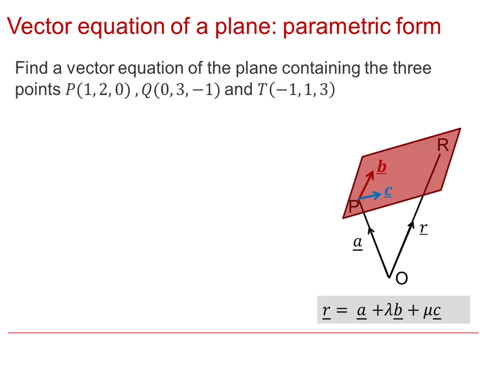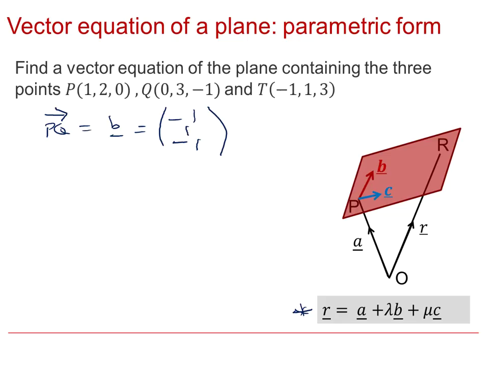In this example, we're asked to find a vector equation of a plane containing the 3 points P, Q and T as given. We know we want to use this form of the equation. We're going to use P as our jump-on point, or A, and then we want these direction vectors B and C. Let's choose PQ to be our B vector, and we work this out as being (-1, 1, -1) by taking the coordinates of P away from Q.